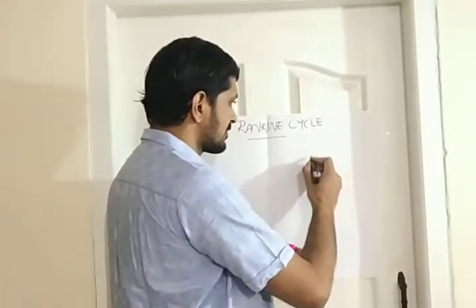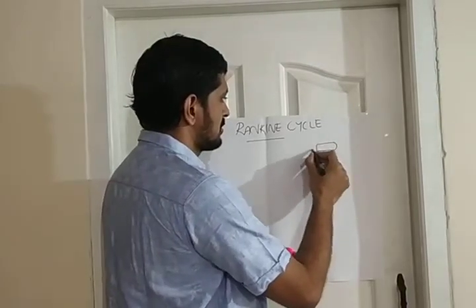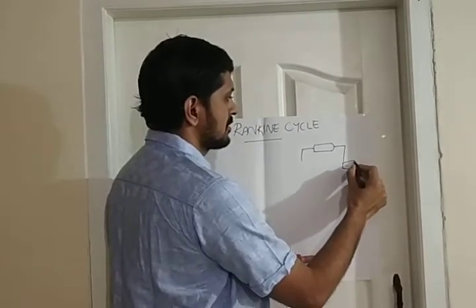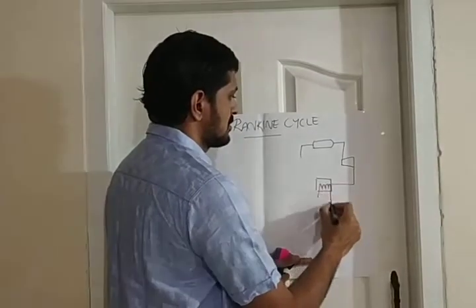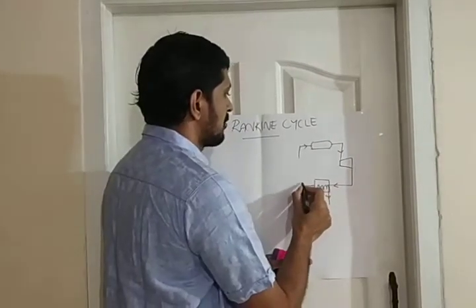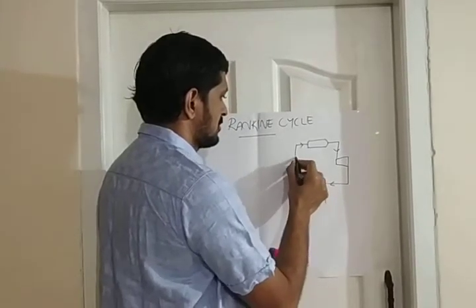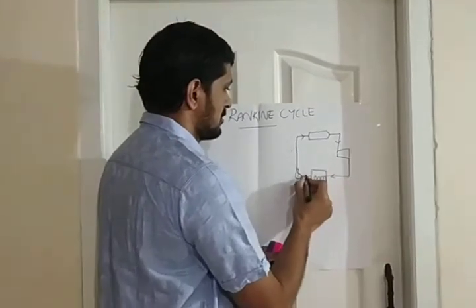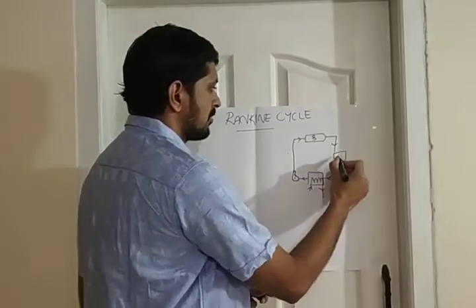So there are four components: the boiler, turbine, steam turbine, condenser, and then a pump. So these are the four components in a steam turbine power plant.